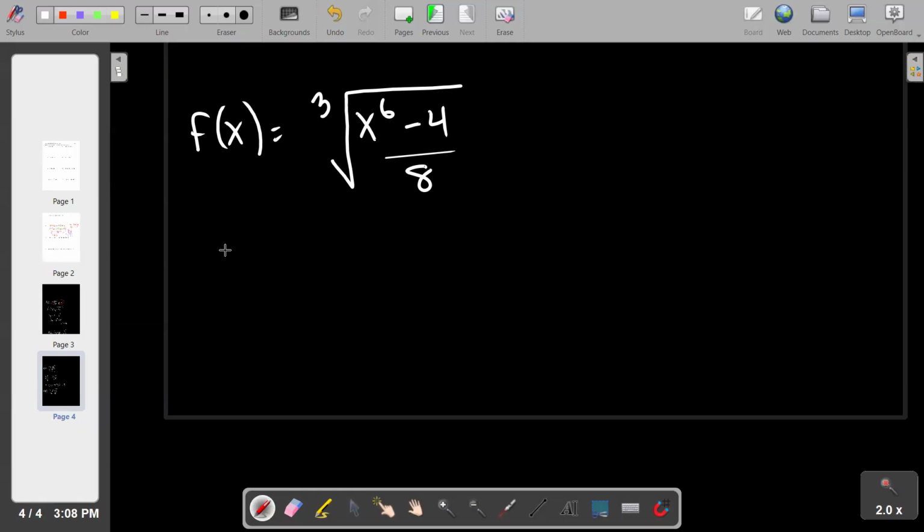My swapping of the variables would be x equals the cube root of y to the 6th minus 4 all over 8. I'm going to do two steps at once here: attack the root and also flip-flop my sides. So what would my big move be here?